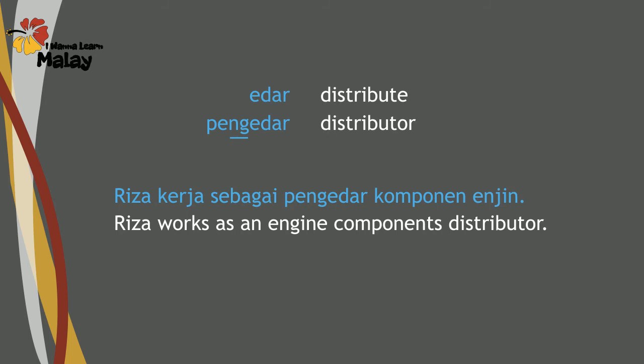Peng is also added if the verb starts with a vowel, A-E-I-O-U. For example, edar is to distribute. So we just add peng to form pengedar, which means distributor. Reza kerja sebagai pengedar komponen enjin. So that means Reza works as an engine components distributor.